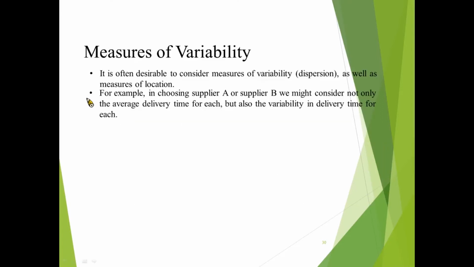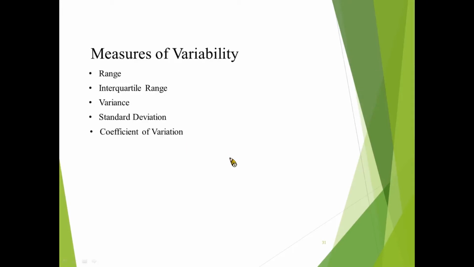Okay, so another one is measures of variability. It's often desirable to consider measures of variability as well as measures of location. For example, in choosing supplier A or supplier B, we might consider not only the average delivery time for each, but also the variability in delivery time for each. Okay, so measures of variability: range, interquartile range, variance, standard deviation, coefficient of variation.